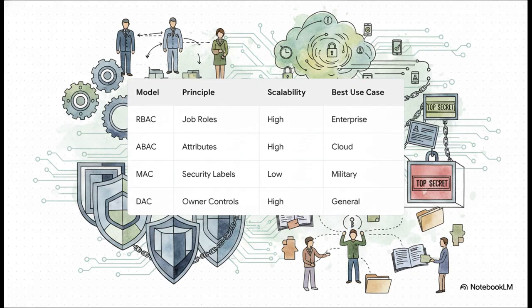Then you have MAC, mandatory access control, which relies on strict, rigid security labels. Think military and government systems. And finally, DAC, discretionary access control. Here, the resource owner dictates who gets access, which is flexible for internal collaboration, but definitely prone to permission sprawl.